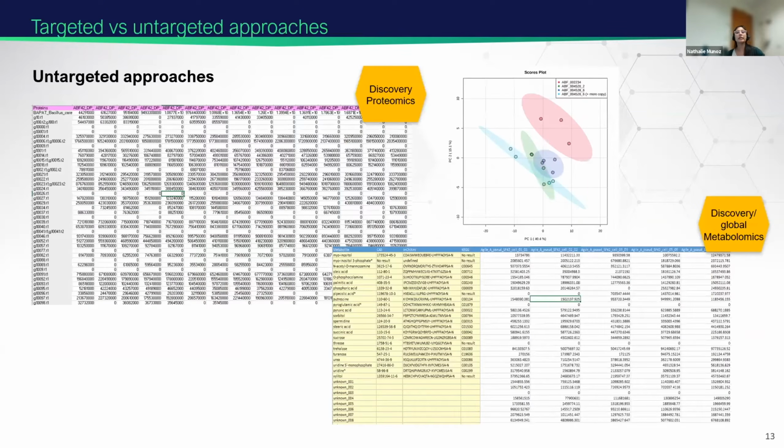So when we follow untargeted approaches, what we do is that we report all of the proteins and all of the metabolites that are detected in the samples. These are long lists that look like this. The one in pink is how proteomics results look, and it's just a long list of proteins with the different peak areas for the proteins detected. And for metabolomics, it's something similar. We just get the identification of the metabolites.